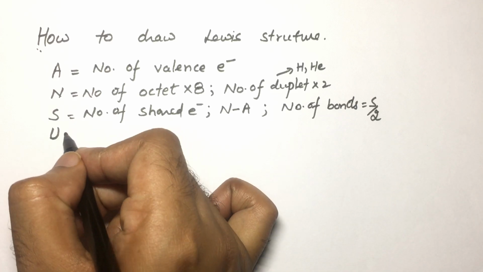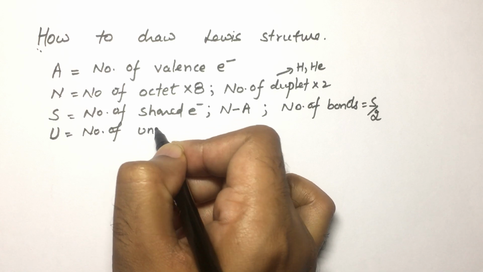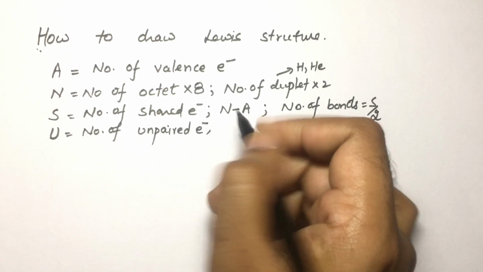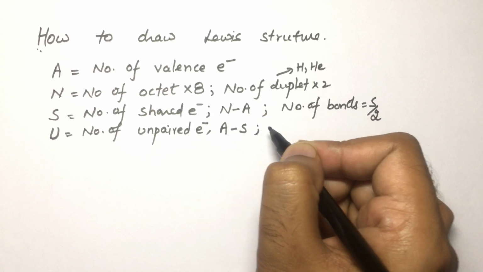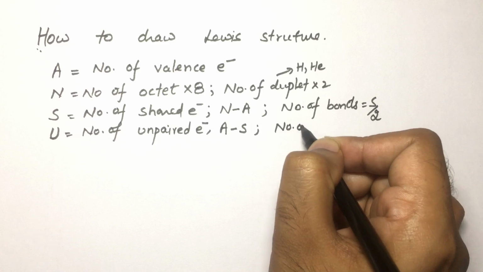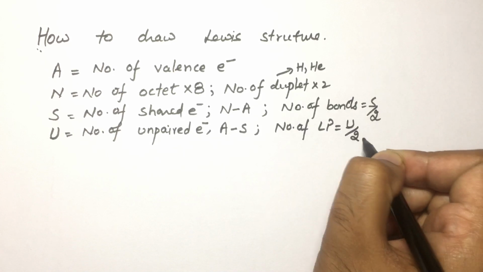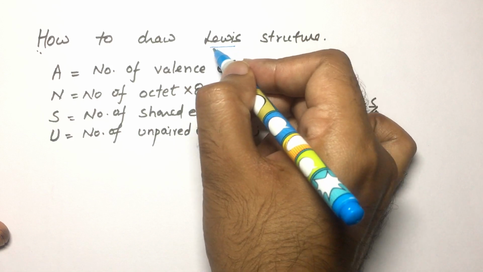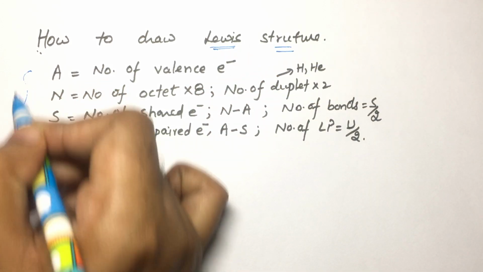Now, what is U? U is the number of unpaired electrons, and it can be calculated by A minus S. And the number of lone pairs in any structure is calculated by U by 2. So we can learn the Lewis structure of any molecule by this ASU.